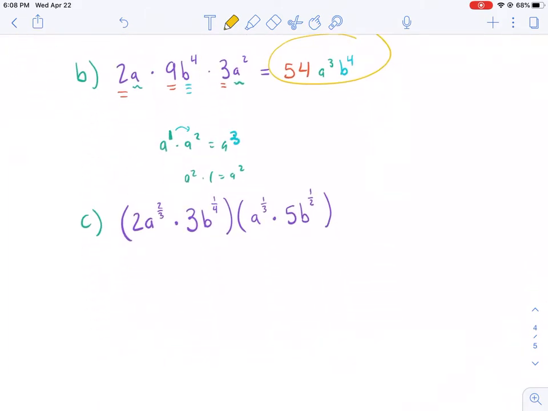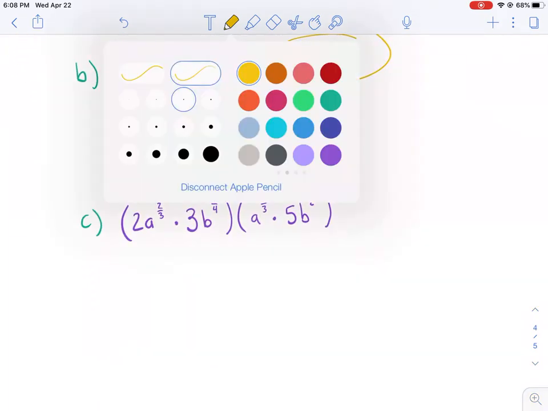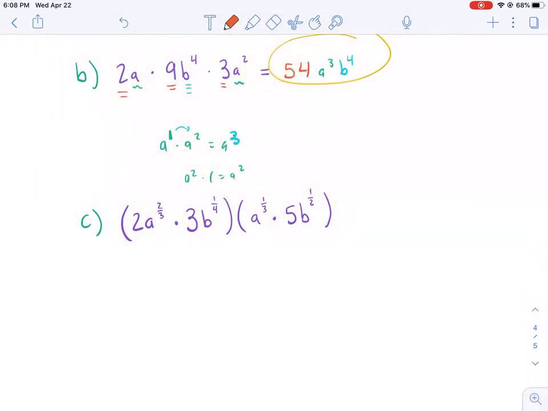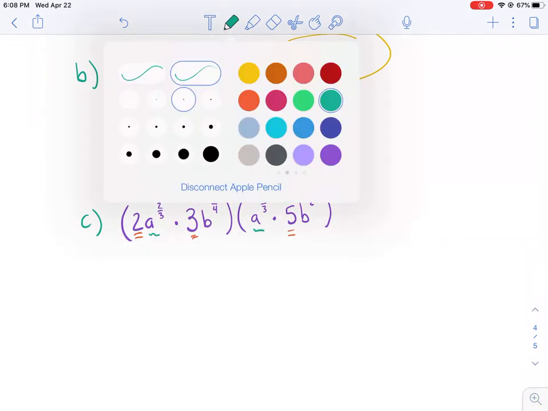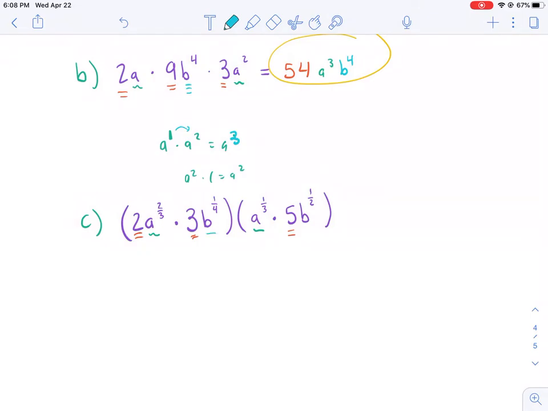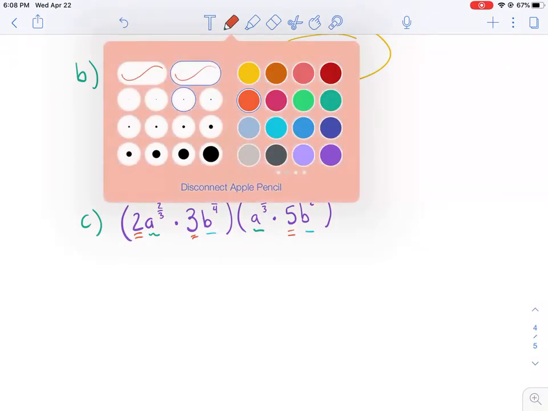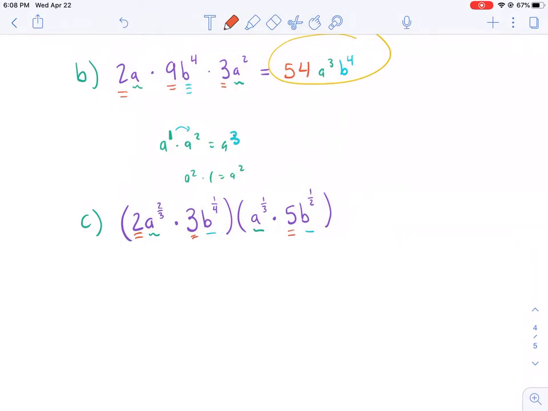Moving on to our last and toughest example, we have 2 sets of terms here, but it's all multiplication, so we don't need to worry about doing anything funky. I'm going to first underline all my coefficients. Technically, there's a 1 in front of that a, but since it's not there, we don't really need to worry about it. And then we have a's here. We have some b's here. So we can go ahead and multiply all of our like terms. So we have 2 times 3 times 5. That will give me 30.